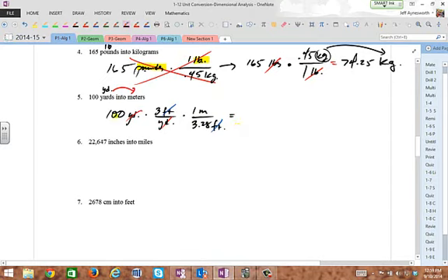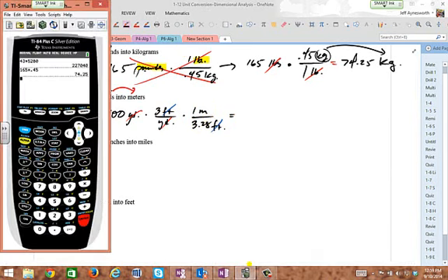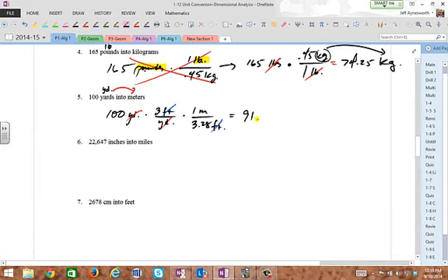So what we want to do on the calculator is take 100 times 3 and divide it by, because that's what this division line means, divide by 3.28. So take 100 times 3, divide it by 3.28. And you get about 91.46. So 91.46, and look at the units, meters, right? Meters.